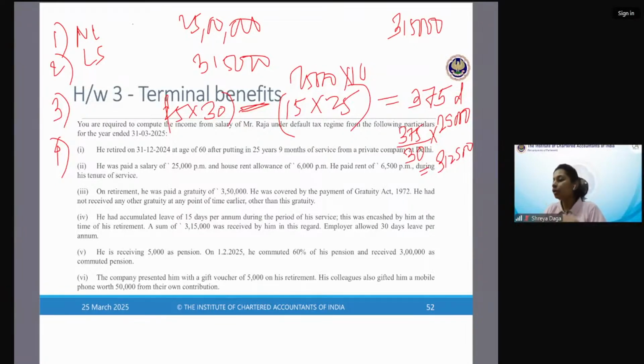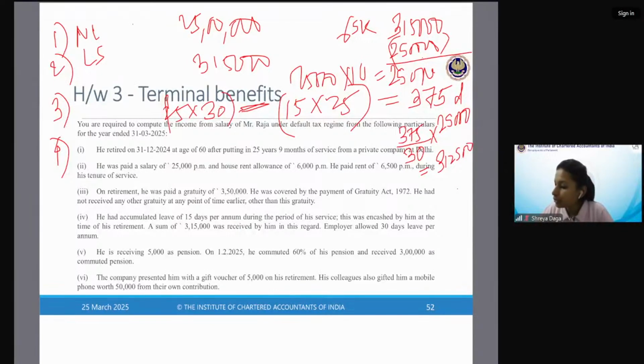Correct. So one amount is 312,500, another amount is 2,50,000, another amount is 315,000, another amount is 25 lakhs. The least of all looks like 2,50,000. So 2,50,000 is going to be exempted. And what will you get? The balance of 65,000 is taxable as leave encashment.